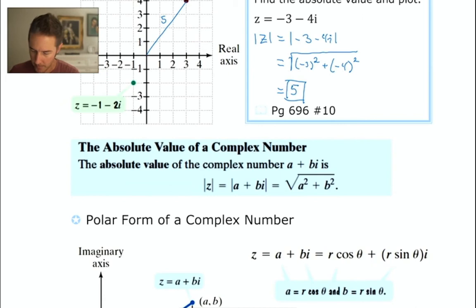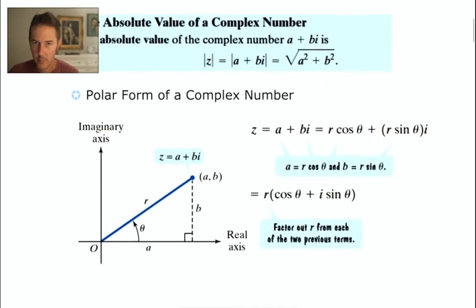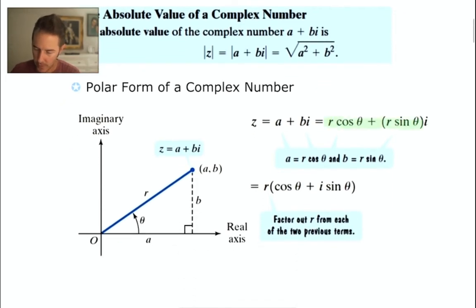After making this new representation of a complex number in what we're calling polar form, notice that each of these terms, this one and this one, both contain a factor of r. So we could factor out the r and write the polar form of our complex number as r times the quantity cosine theta plus i sine theta.